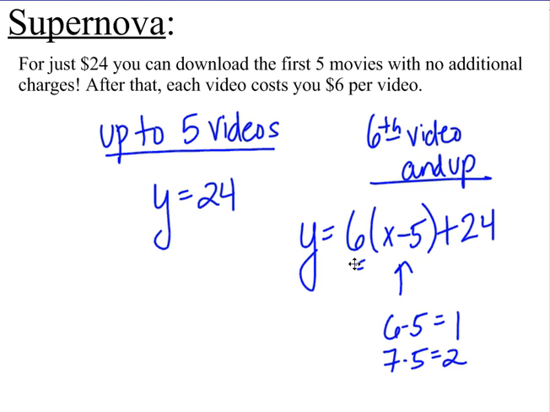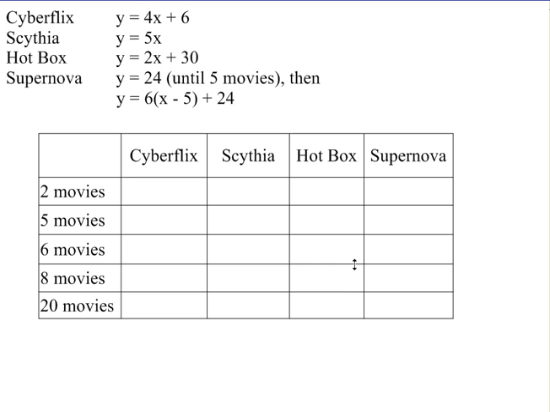So what we're going to do is take all of these side by side, and we're going to compare them all and put them into a table so that we can figure out where the better deal is for us to rent movies from. So let's just take Cyberflix first, and what we'll do is we'll fill the table out for 2 movies, 5 movies, 6 movies, 8 movies, and 20 movies.